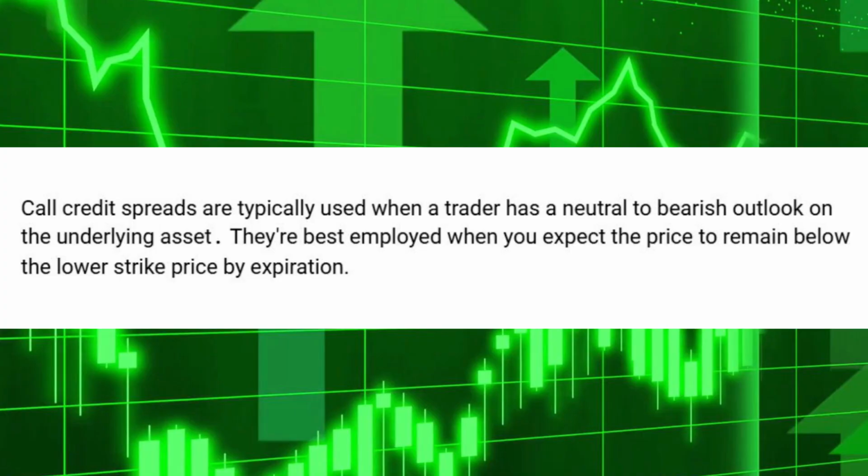And when do we use this strategy? Call credit spreads are typically used when a trader has a neutral or bearish outlook on an underlying asset or stock. They're best employed when you expect the price to remain below the lower strike price by expiration.